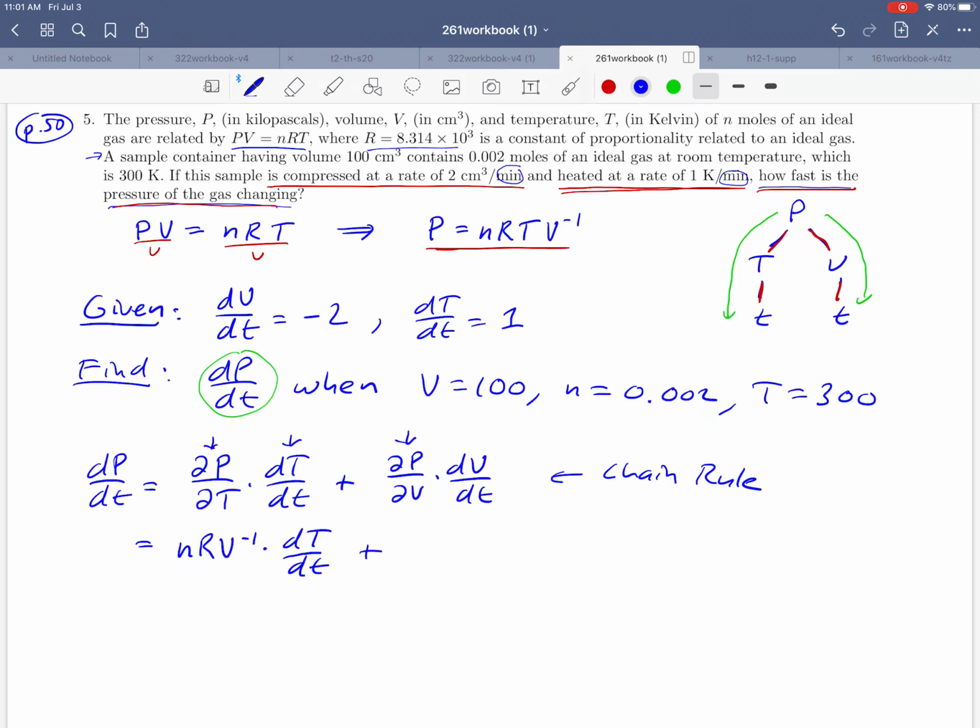Now, partial P partial V, okay, same deal. We're going to go back up to our formula for P. This time, we're going to take the derivative with respect to V. So that would mean taking the derivative of this V to the negative 1 term. Using the power rule, that's going to turn into negative V to the negative 2, and it's going to give us negative nRT V to the negative 2. Okay, and finally, times the dV dt that's at the end here.